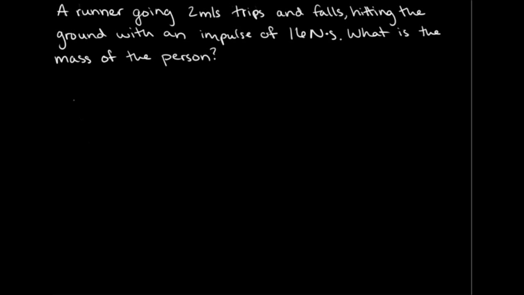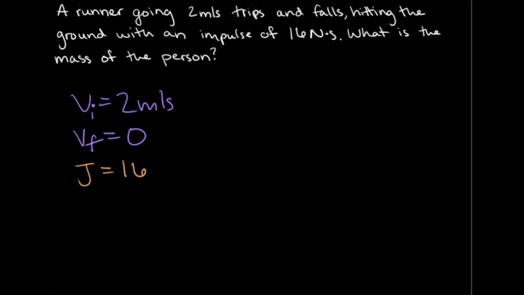They gave me a velocity of 2 meters per second. So that's an initial velocity. And the final velocity for that person is going to be 0 because they fell and hit the ground. Next, we have an impulse of 16 newton-seconds. And we're trying to find the mass of the person.